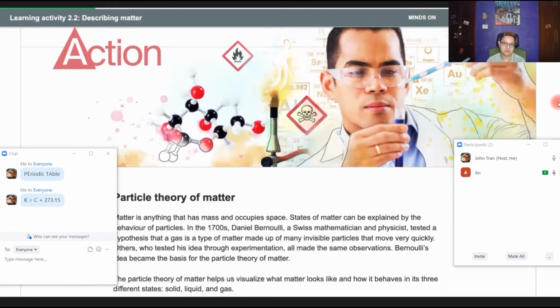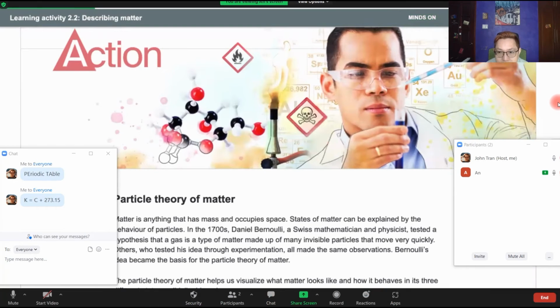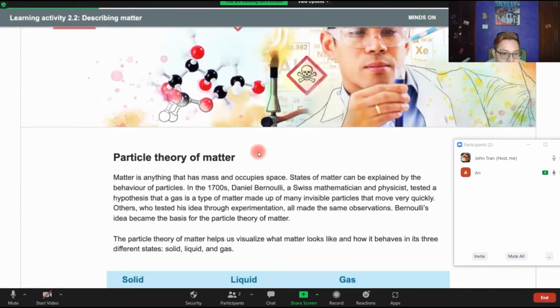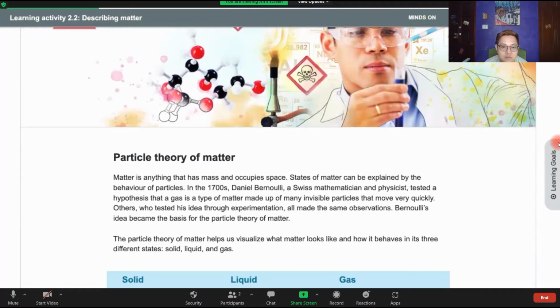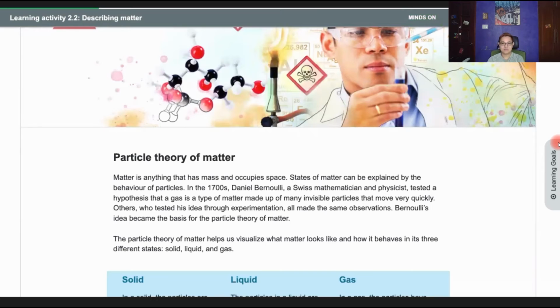Particle theory of matter. Matter is anything that has mass and occupies space. States of matter can be explained by the behavior of particles. In the 1700s, Daniel Bernoulli, Bernoulli principle. Have you heard about Bernoulli principle? It's about a flow, I think. As I remember, Bernoulli principle.